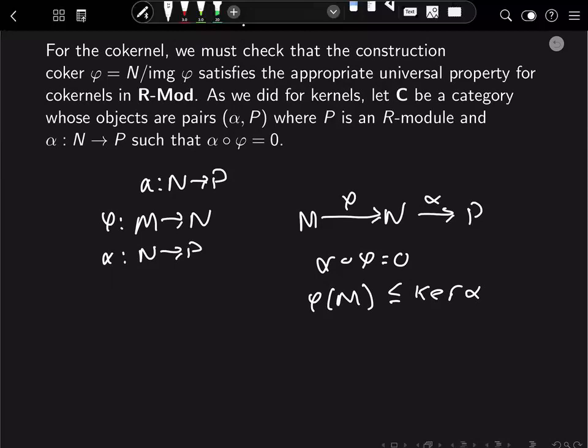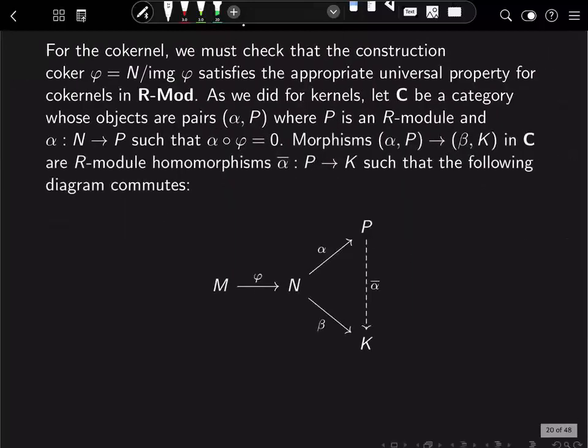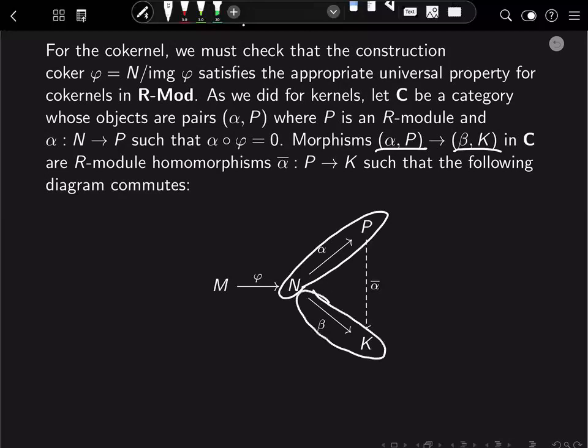Okay, so the name cokernel comes from it being kind of like a co-object. It's kind of like the quote-unquote opposite of the kernel. And morphisms will be a similar construction as well. So we have a morphism from the object (alpha, P) to the object (beta, K) in C, which are R-module homomorphisms. So we have a morphism, alpha bar, that maps P onto K such that the following diagram commutes. So we have our first object here, our second object here, and this morphism, alpha bar, that maps P into K such that the diagram commutes.